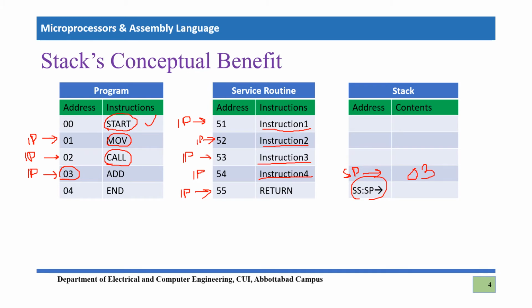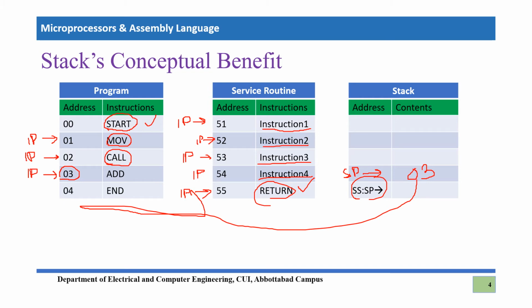And when this return statement is going to execute, the microprocessor will come to know, okay, this is the point where my service routine comes to an end, and now I have to go back to the main program. And this time it will be able to go to the main program because it has a track of the previous program in the stack, which is 03. So this 03 will be loaded into IP.